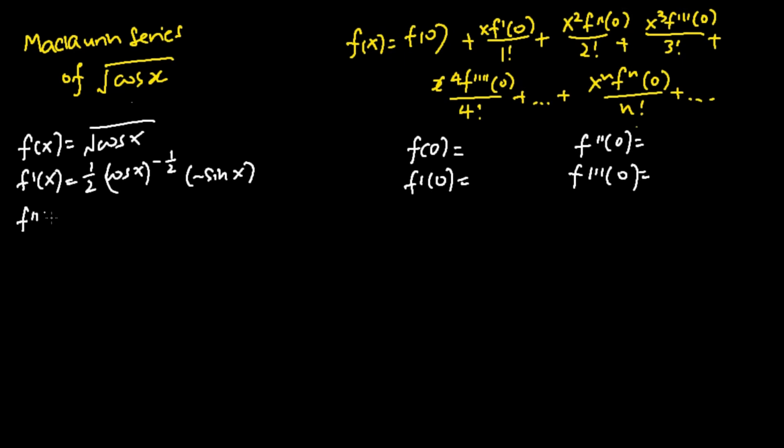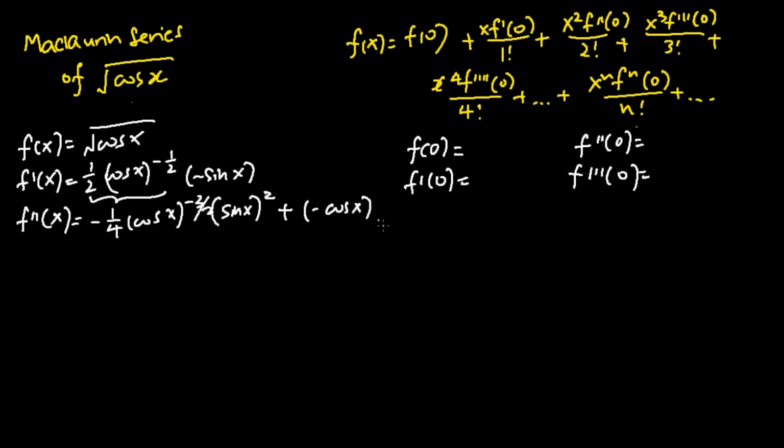As for f double prime x, we will apply the product rule of differentiation. First, differentiating this part, we get negative 1/4 cosine x to the power of negative 3/2. Differentiating cosine x, we get negative sine x, times negative sine x is just sine x the whole thing squared. And then we will differentiate negative sine x, we get negative cosine x, keeping the rest as it is. Next, we simplify f double prime x and we get the following.